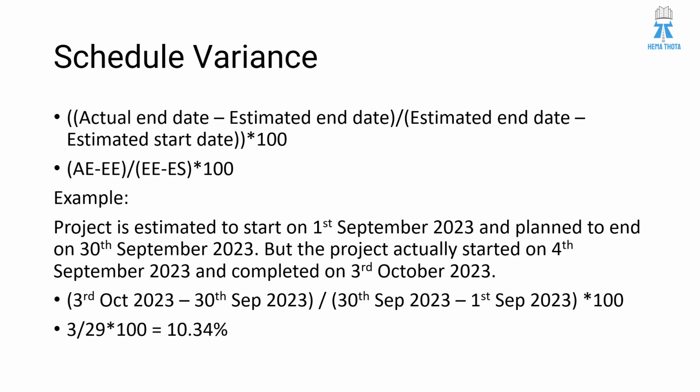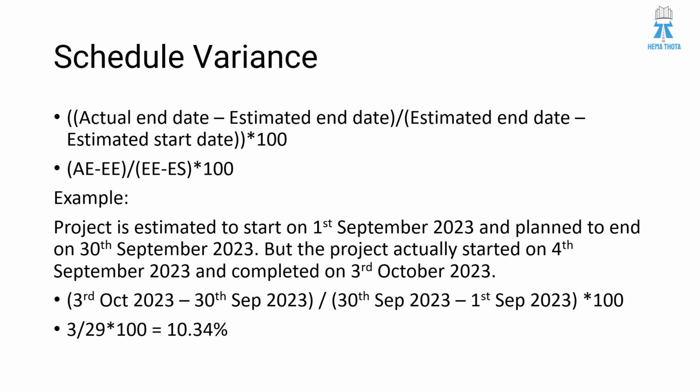Here it is easy to remember. I wrote it as A minus EE by EE minus ES. If you observe, EE will repeat immediately after the division. So A minus EE, and the EE will repeat in the denominator too. So both the denominator terms start with EE, and into 100. It is easy to remember when you see this, a little logical.